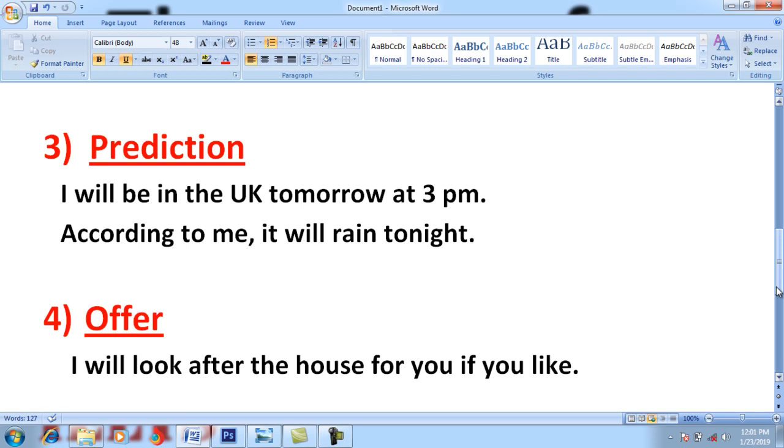Another example, according to me, it will rain tonight. Now the situation is like this, so I can easily guess that the chances of rain are there, so simply I can predict that it will rain tonight. So will can be used for prediction as well.